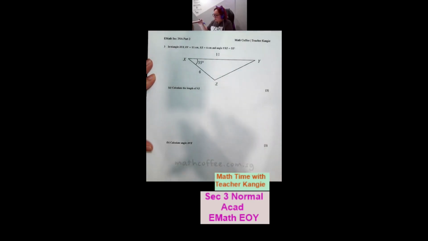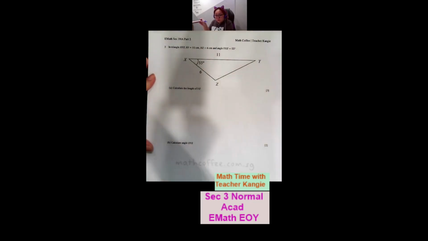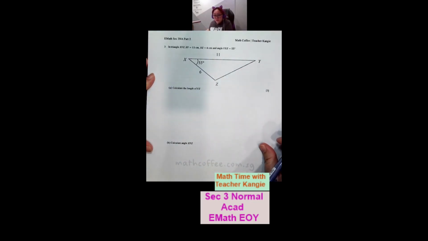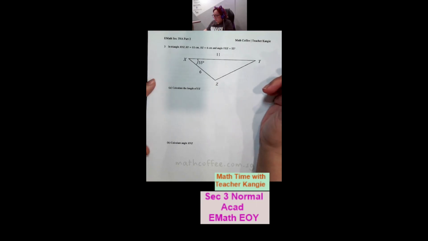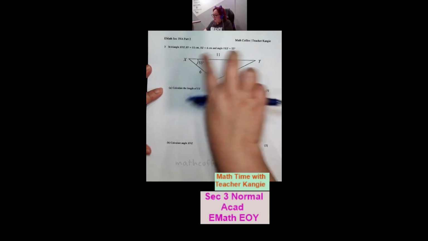Okay, so now let's take a look at this question. Yeah, the first one is cosine rule. Good, well done. So first, let's see. They want YZ, correct? This is a non-right angle triangle.